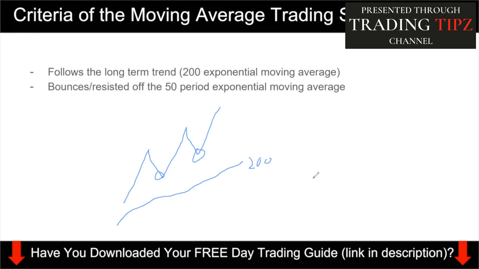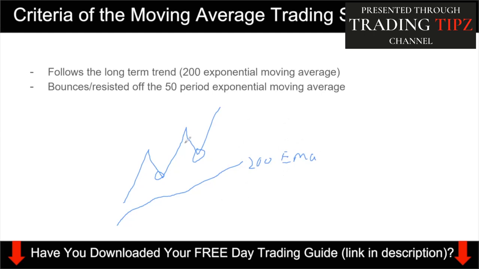Of course, if you use a 50 period, then it takes into account the close of the previous 50 candles. That's how a moving average works. So criterion number one is that you want to follow the long-term trend. In our definition, that means price relative to the 200 EMA. If you want to buy, price must be above the 200 EMA. If you want to sell, then price must be below the 200 EMA.